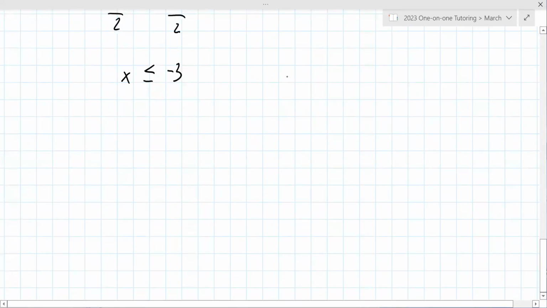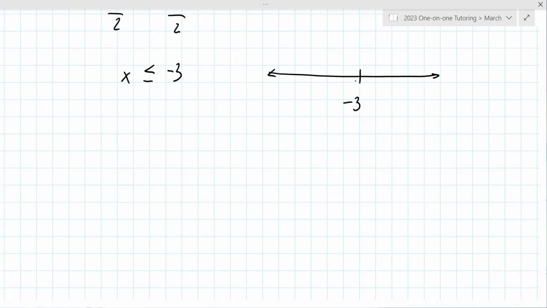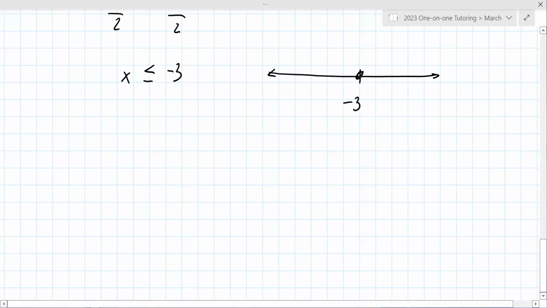Okay. Now the number line, just put the single point there. Decide whether it's filled in or not. It is filled in, yeah. It is. Now, are you shading left or right of it? Left.